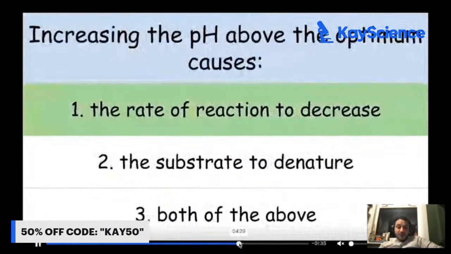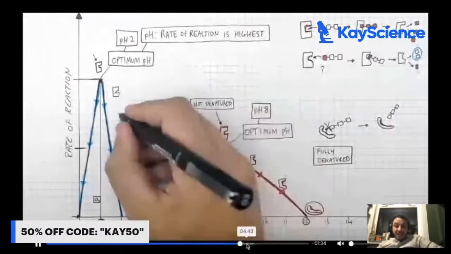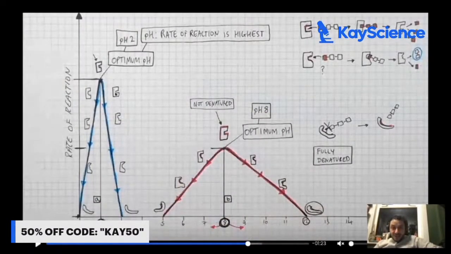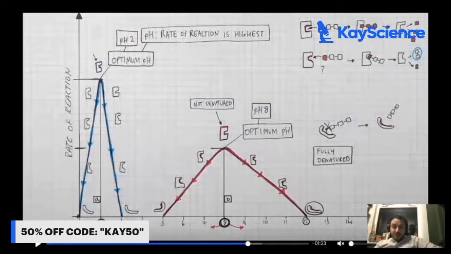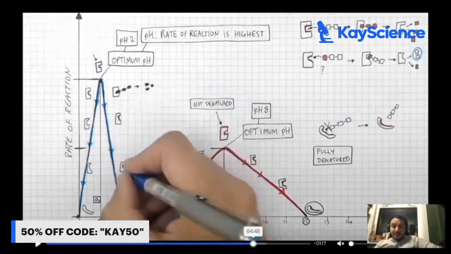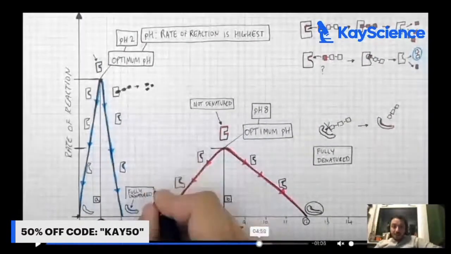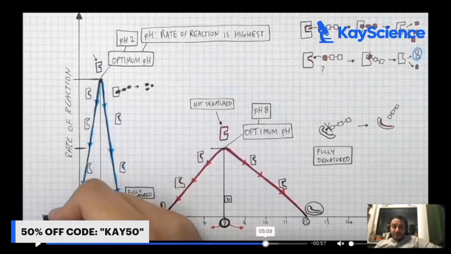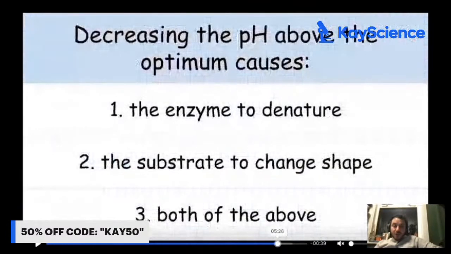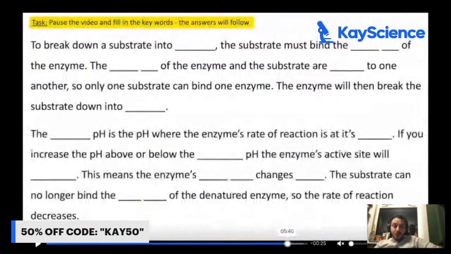We're going to skip the question time. It's exactly the same on this one. The enzyme's active site denatures as you increase the pH above its optimum pH, or if you decrease the pH below its optimum pH. And this means that the enzyme's active site can no longer be bound by the substrate. Okay, so we're now going to go to the end bit.